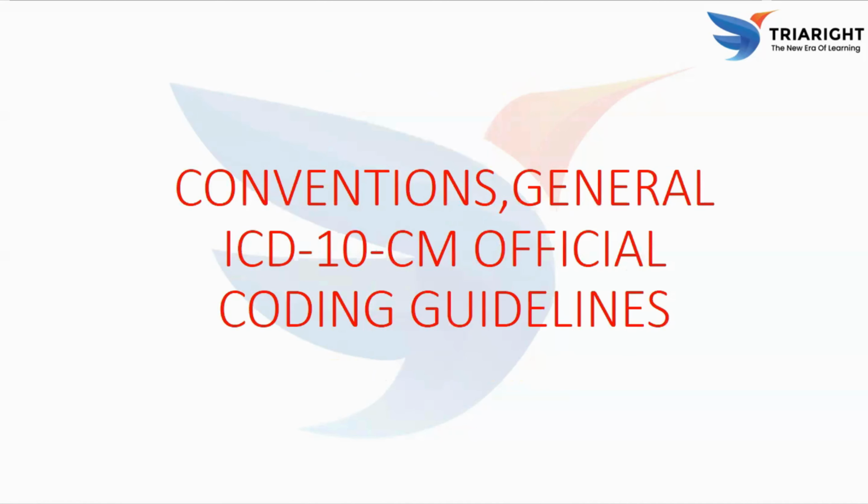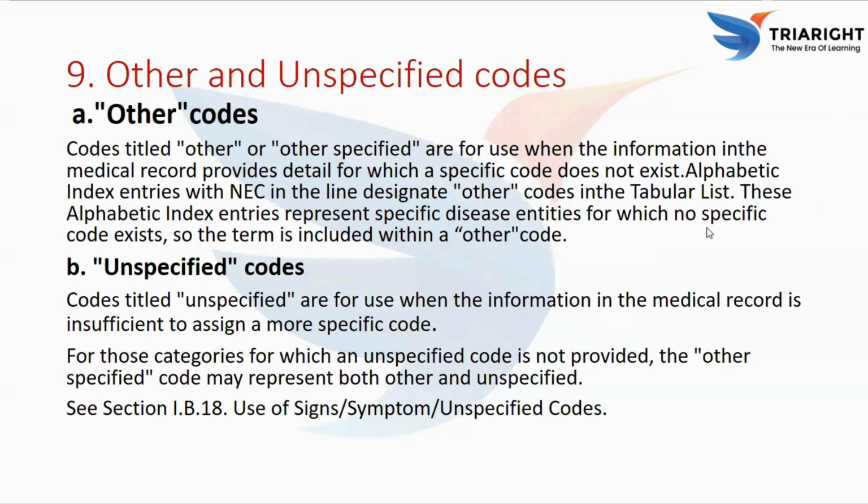So today you're going to learn about the conventions and general ICD-10-CM official coding guidelines. Coming to the first one, other and unspecified codes. What do you mean by this? When coding diseases or conditions, sometimes the medical record doesn't give a perfect match for a code. That's when we use the other or unspecified codes.